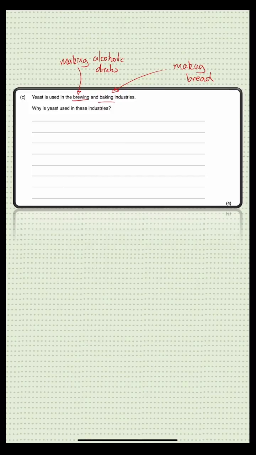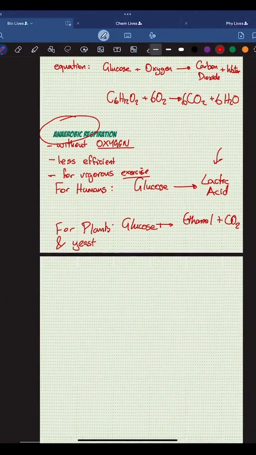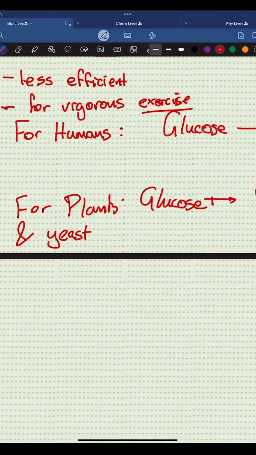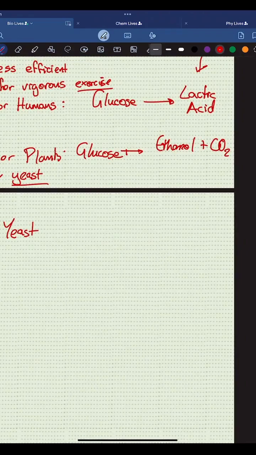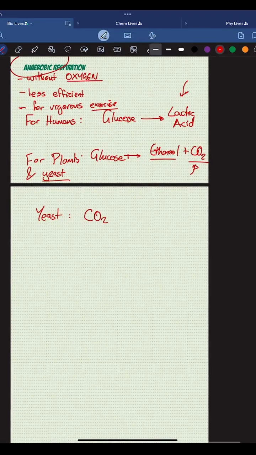Yes, it makes bread rise. Well done, Nav. So maybe we can add this. Remember here, I wrote yeast. So yeast produces ethanol and CO2. The CO2 makes the bread rise. And then you've got ethanol, which is basically alcohol. That's the alcohol that you get in alcoholic drinks.